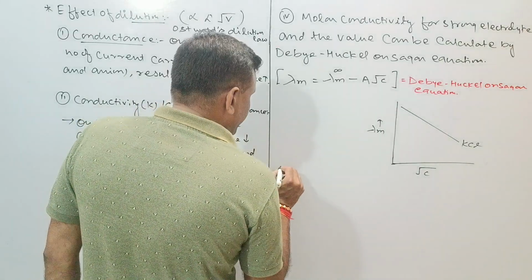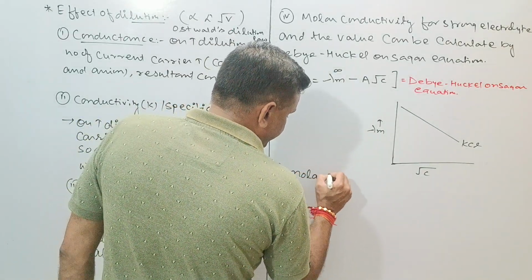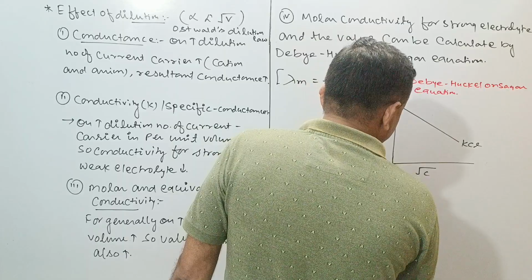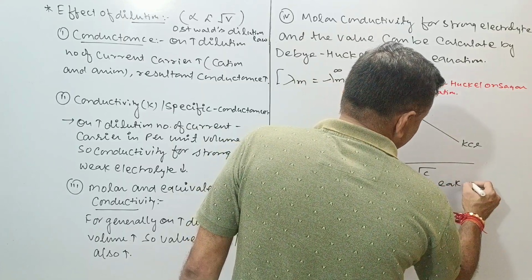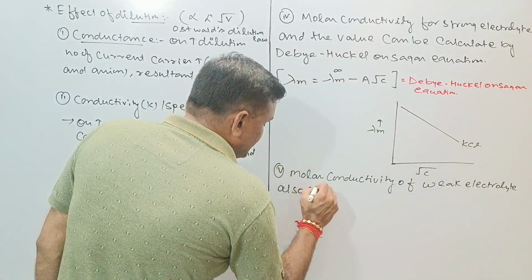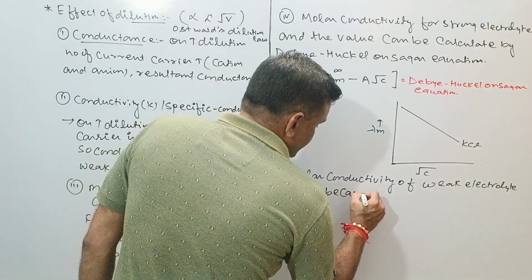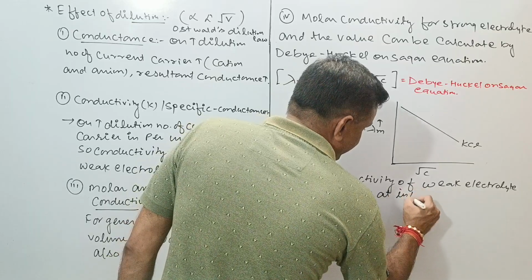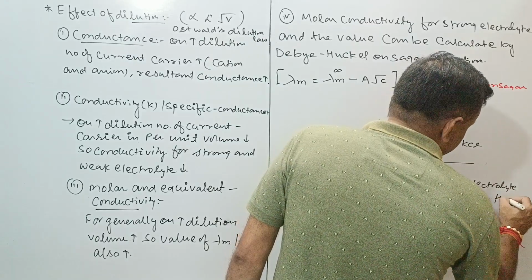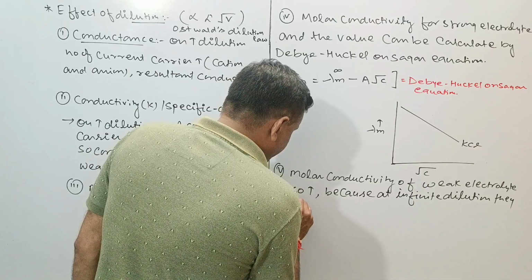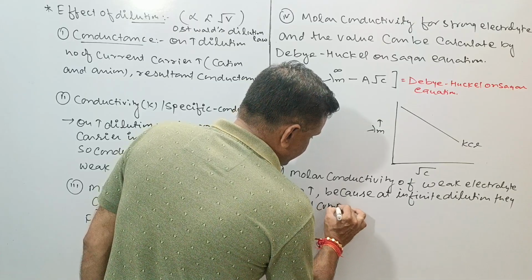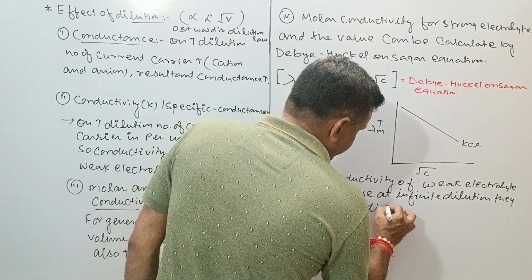Now the fifth: molar conductivity of weak electrolyte also increases, because at infinite dilution they exist in complete dissociation.